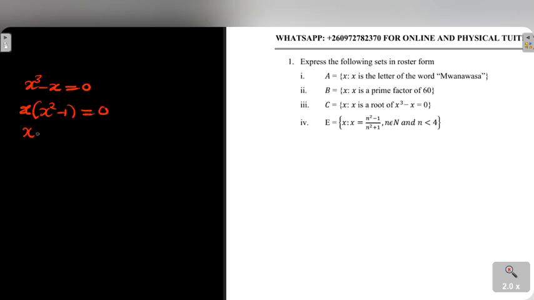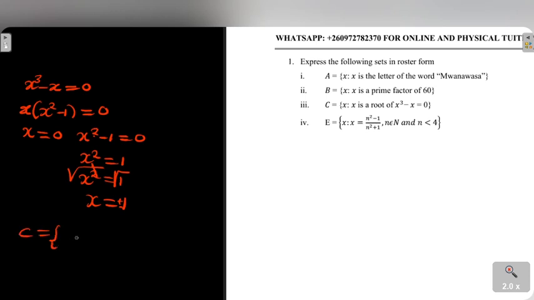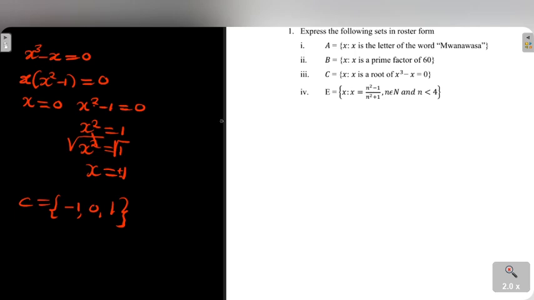Then from here, you have two products. So you have x equal to 0 or x squared minus 1 equal to 0. So now x squared is equal to 1. So you square root there. Even here, you square root. So the value of x will be equal to positive or minus 1. Okay. So now you list C in roster form, because we have three values of x. So we have -1, 0, and 1. So that would be C in roster form. That's what we do.